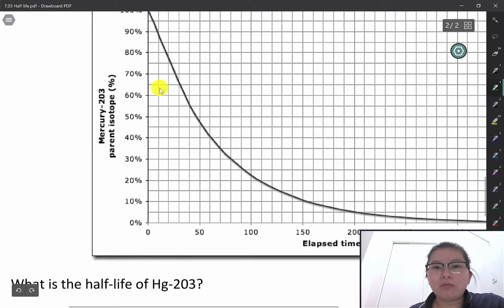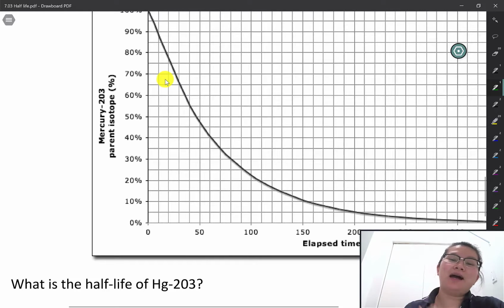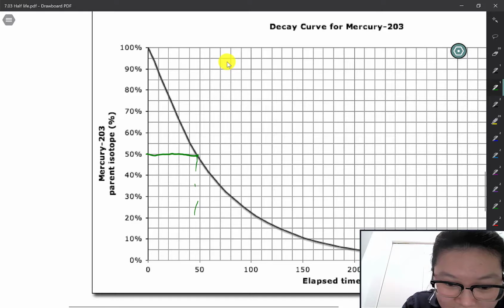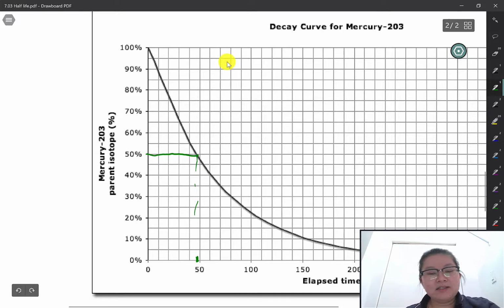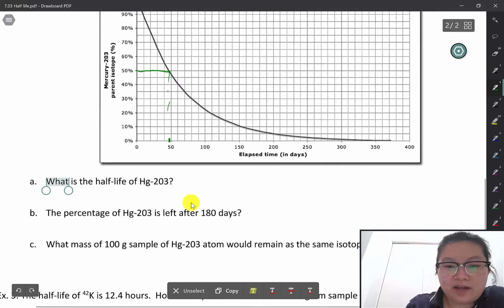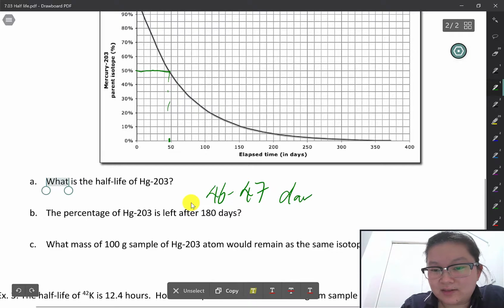Half-life is the time for the number of parent nuclei in the sample to halve, meaning half of the parent nuclei have decayed. So we look at when 50% of the nuclei remain, and then do an interpolation, which is going to be somewhere over here, and you will have to make an estimate. That's roughly about 46 to 47, and the time is in units of days.